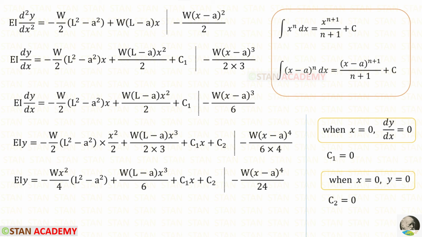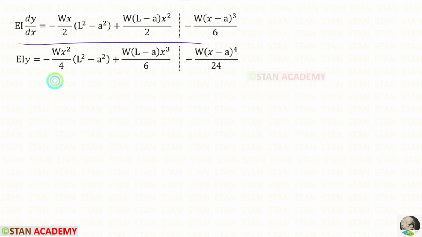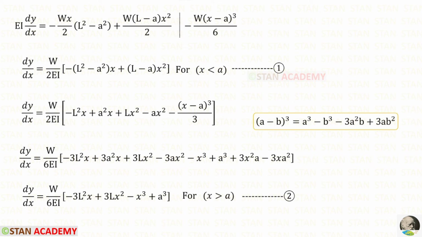Let us apply the values of C1 and C2 in these two equations so that we will get these two equations. First, let us take the slope equation. To find the slope when x is less than a, we should not consider this term. We have to only take these two terms. We can take w upon 2 outside and we can take EI on the other side. We will get this equation. Let us keep this equation as number 1.